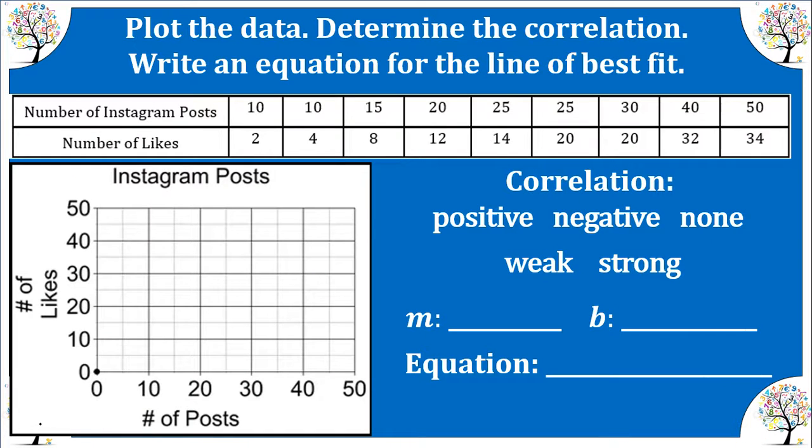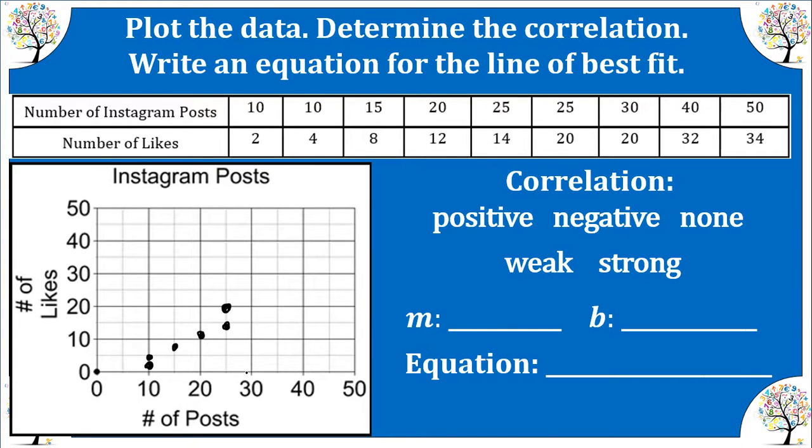Okay, we are going to now graph this. Here we have a table, and we're going to graph our data. So we're looking at Instagram posts, the number of posts, and the number of likes. So at 10 posts, we have 2 likes, which is about right here. Then 15 posts, and we have 8 likes. 20 posts gives us about 12 likes. 25 posts gives us about 14.